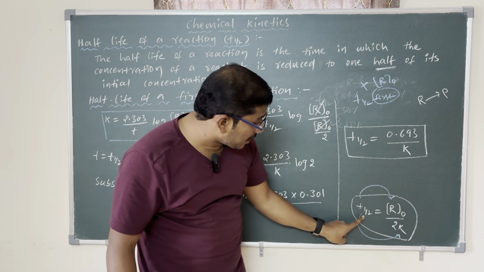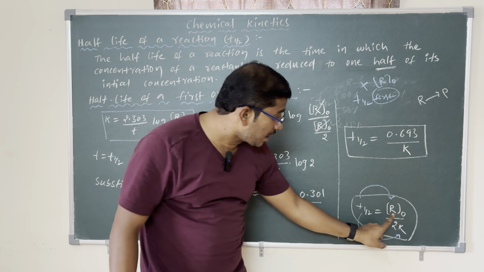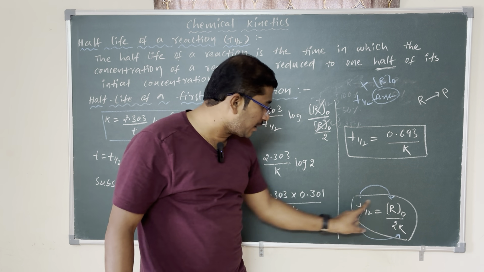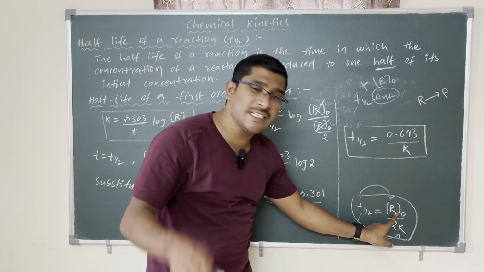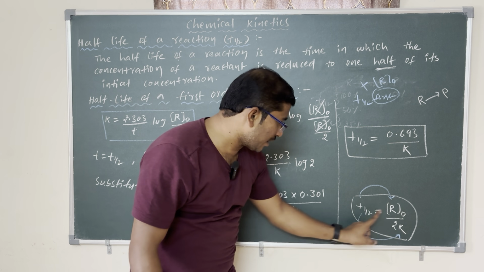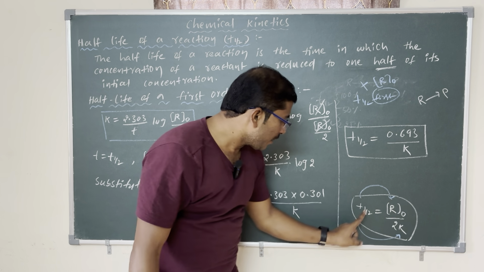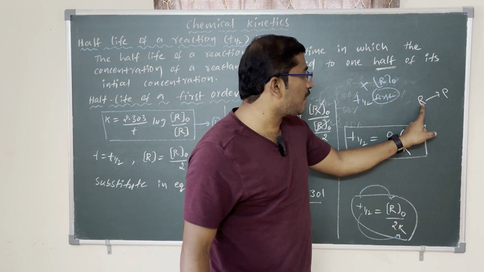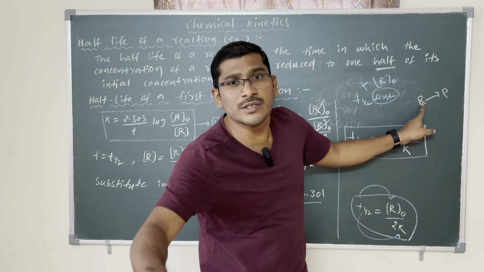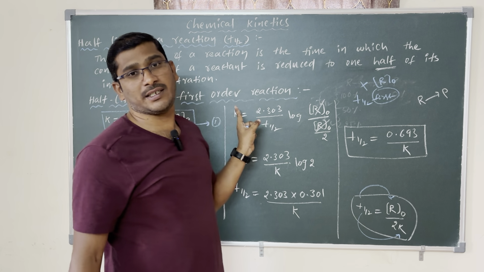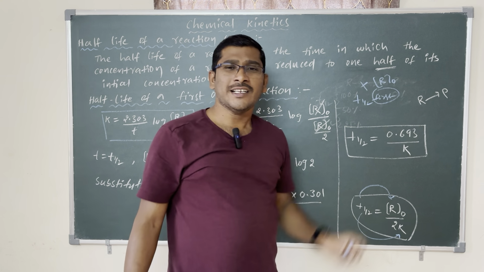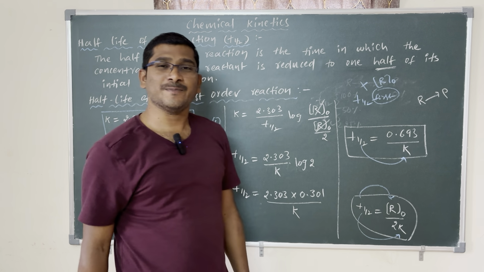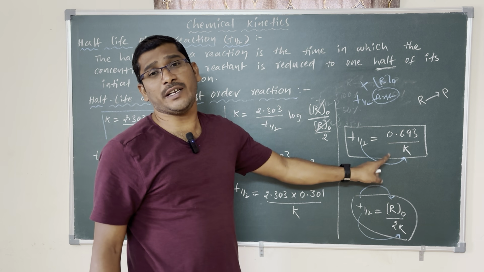But in the case of a zero order reaction, if the initial concentration of reactant is doubled, the half-life is also doubled, because they are directly related. If the initial concentration is reduced to half, the half-life is also reduced. But here in a first order reaction, whether the initial concentration increases or reduces, there is no change in half-life, because it does not depend on the initial concentration, but it is inversely related to the rate constant. Very, very important.